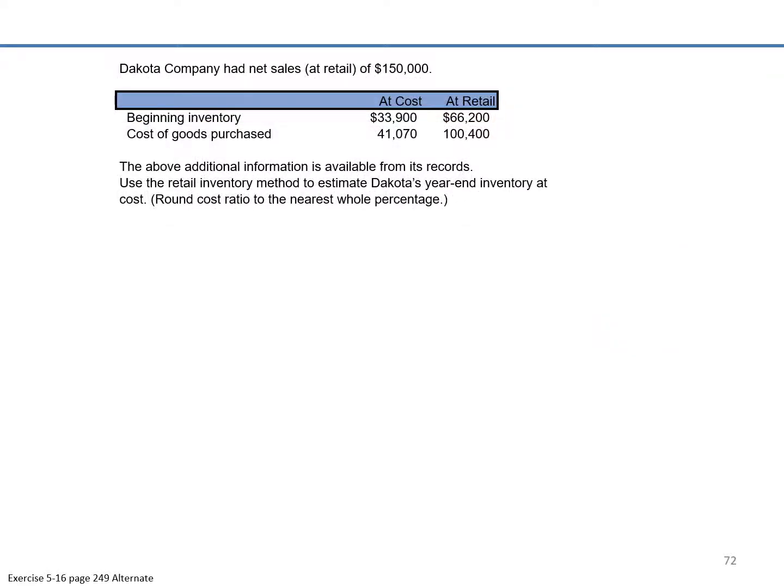So why don't you take a minute and see if you can work through the same problem with different numbers, and when you're finished, resume the recording and we'll go through the answers.